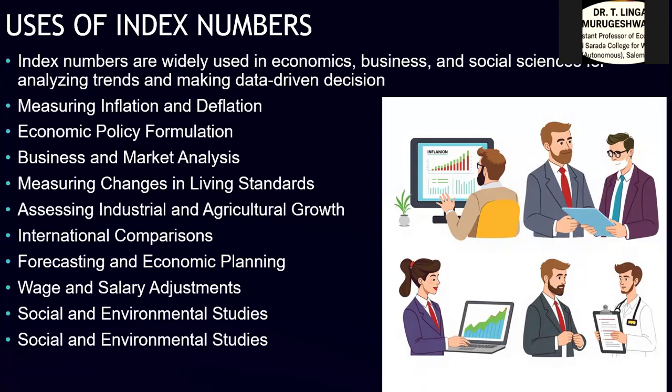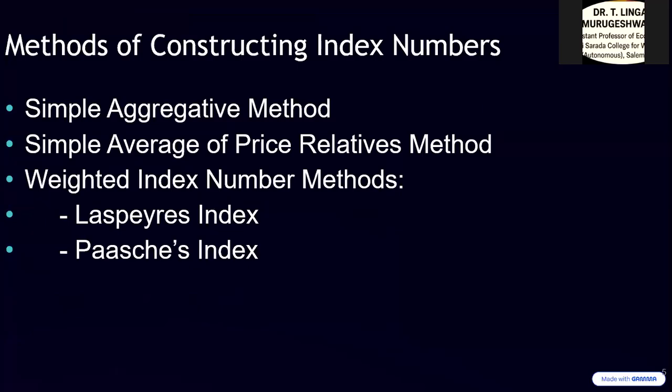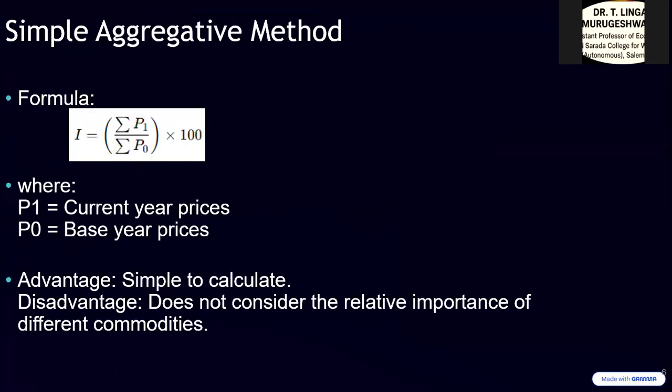Next is methods of construction. Now let's see how to construct index numbers. There are different methods. First one is simple aggregative method. So the formula for calculating simple aggregative index number is summation of P1 by summation of P0 into 100. So P1 here is current prices and P0 is base year prices.